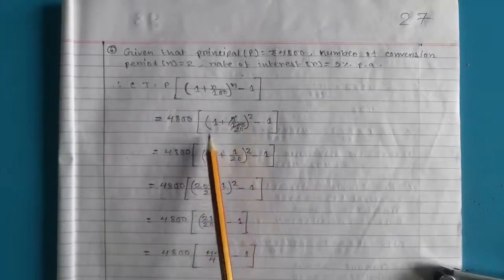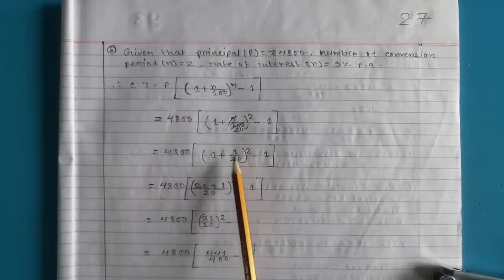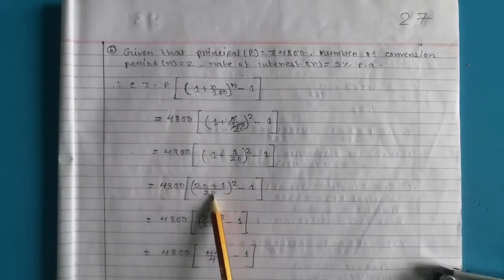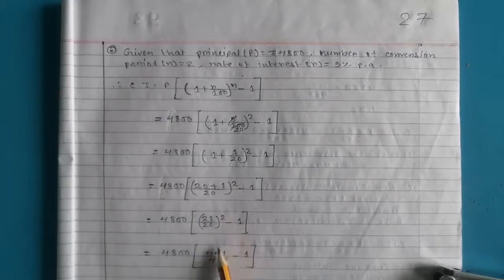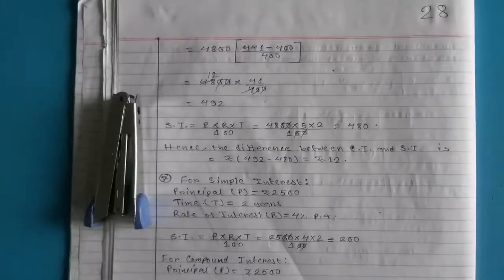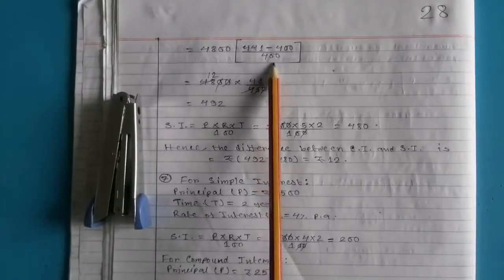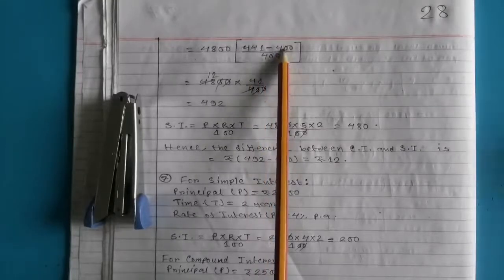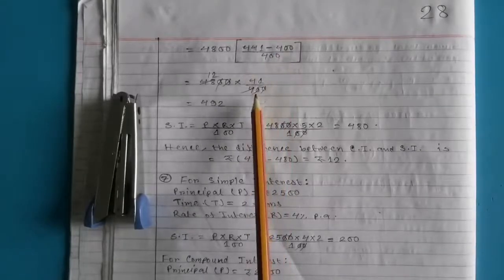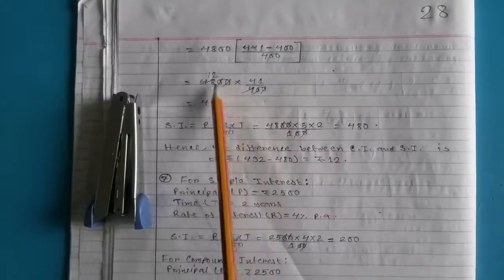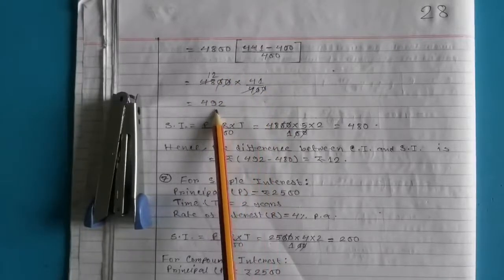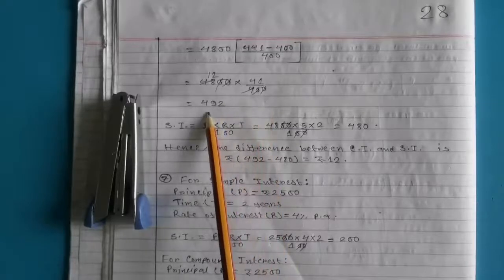So simplify this by 5, this is 20, so 1 plus 1 upon 20. Add them: 20 plus 1 upon 20, 21 upon 20, and the square of 21 is 441, the square of 20 is 400. Now subtract this. 400 is the LCM, then 441 minus 400, so it will be 41 upon 400. Then the zeros will be cancelled out, and by 4 this is 12, and 12 into 41 is 492. So compound interest we have got is 492.